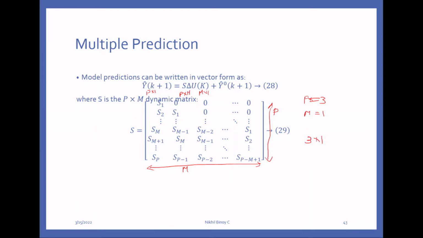If you are asked to design a model predictive control with 3 output horizon and 1 input horizon, then the size of S is 3 by 1. So please remember that. Already it is starting from S1. Now in the mth row, the first element is Sm and the last element is S1. Now what about the last row? It is Sp, then up to the mth element. The last one is the mth element, that is nothing but Sp minus m plus 1. So it is very easy to remember this matrix. It is known as the dynamic matrix.